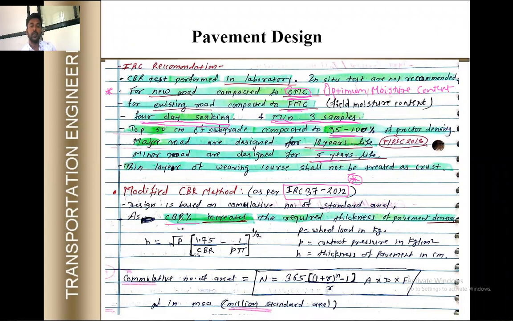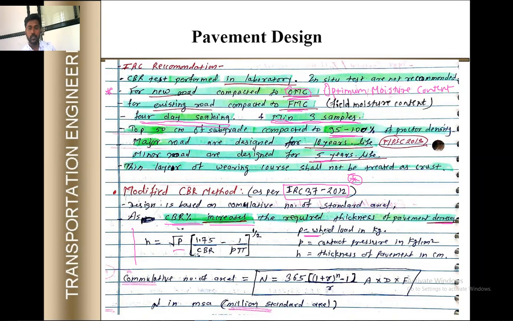As the CBR percentage increases, the required thickness of the pavement decreases. The design is based on the cumulative number of standard axles. So see here, what is the formula for the modified CBR test? H is equal to square root of P into bracket 1.75 divided by CBR minus 1 by p pi whole raised to 1/2.